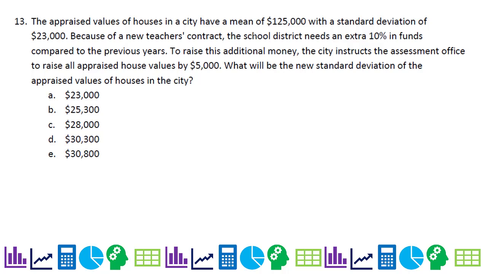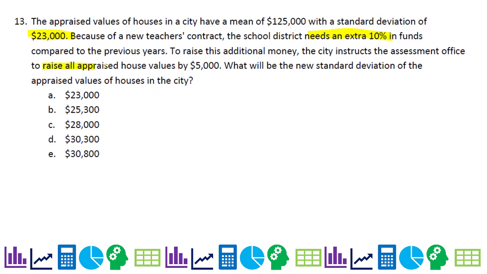The appraised values of houses in a city have a mean of 125,000 with a standard deviation of 23,000. Because of a new teacher's contract, the school district needs an extra 10% in funds compared to the previous years. To raise this additional money, the city instructs the assessment office to raise all appraised house values by $5,000. What will be the new standard deviation of the appraised values in the city? Well, honestly, when I first read this, I thought, oh, we're raising values by 10%, needs an extra 10%. Maybe I need to multiply this standard deviation by 1.1. But they didn't do that.